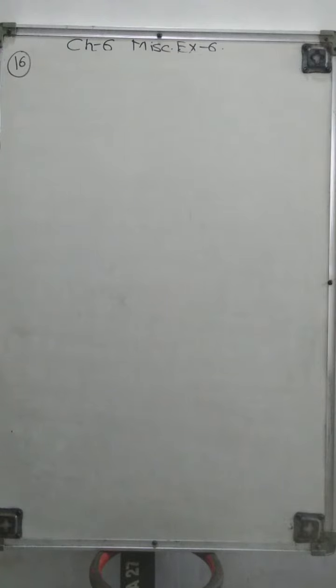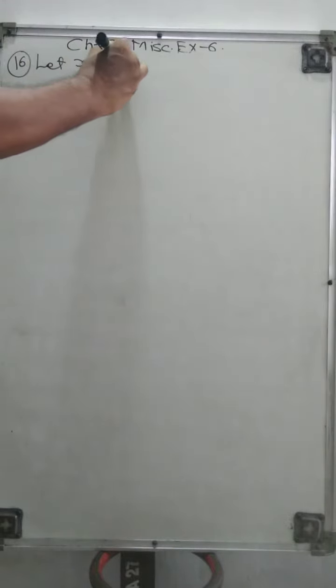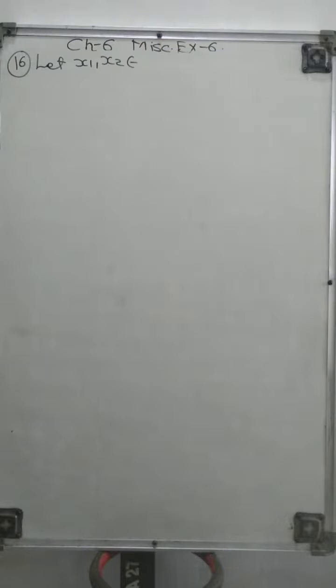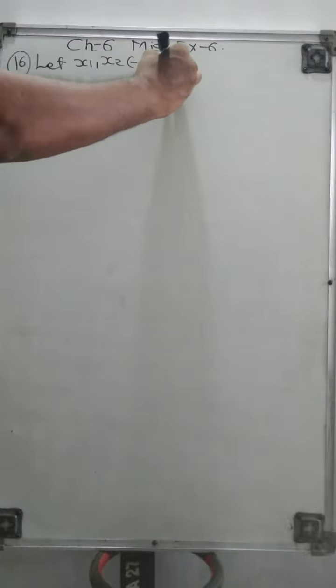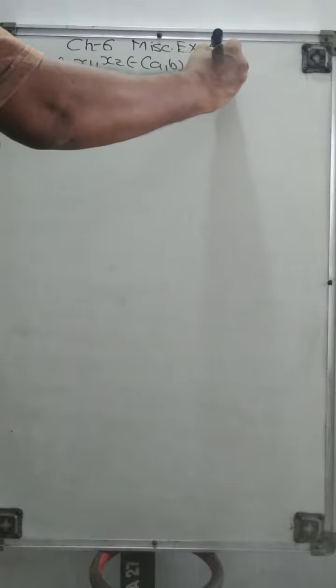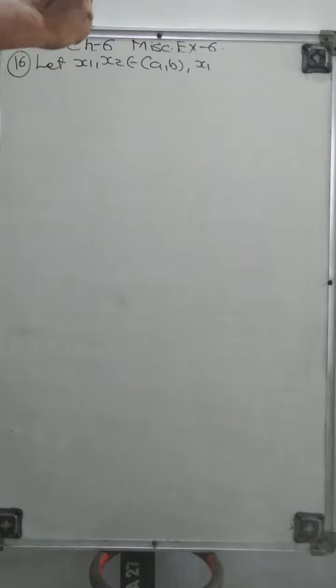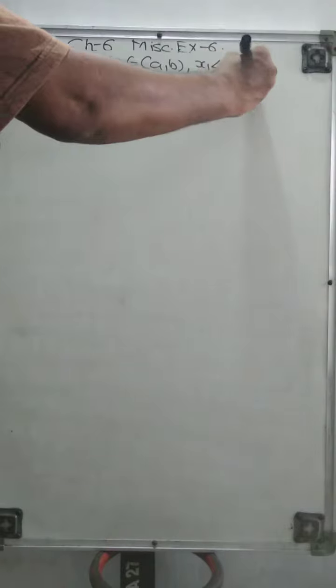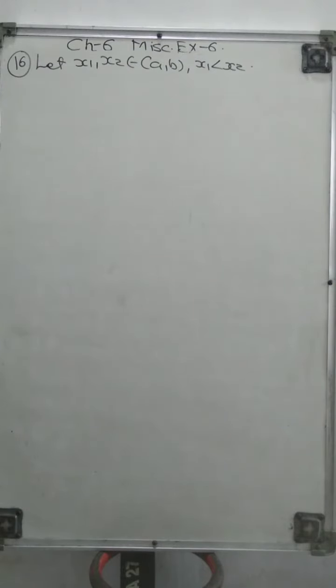Let f be the function defined on (a, b) such that f'(x) is greater than 0 for all x belonging to (a, b). Then prove that f is an increasing function on (a, b). Okay, so here we take x1, x2 belonging to (a, b), where x1 is less than x2, we take anything. Now here x1 and x2 are the two points we are taking.